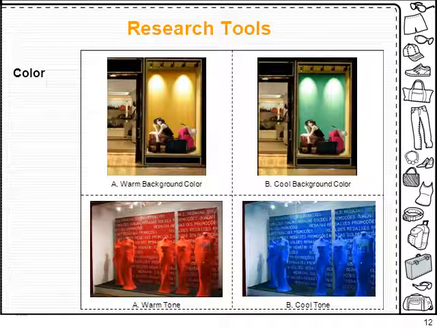Here is the first and most critical design element, that is color. Color is the first impression that could attract the target customers. There are two major tones used, warm and cool. Warm color is represented by orange, red, and cool color is represented by green, blue, as shown here in the slide.